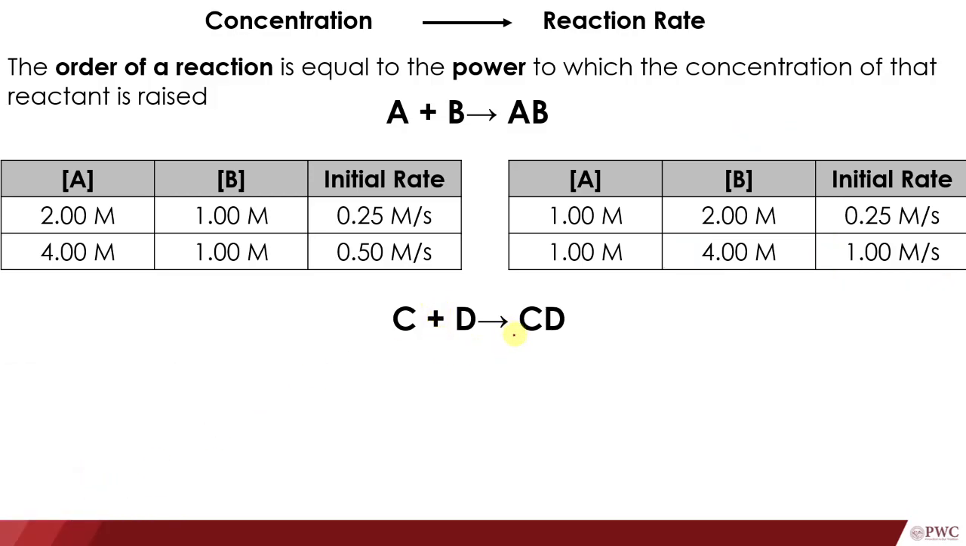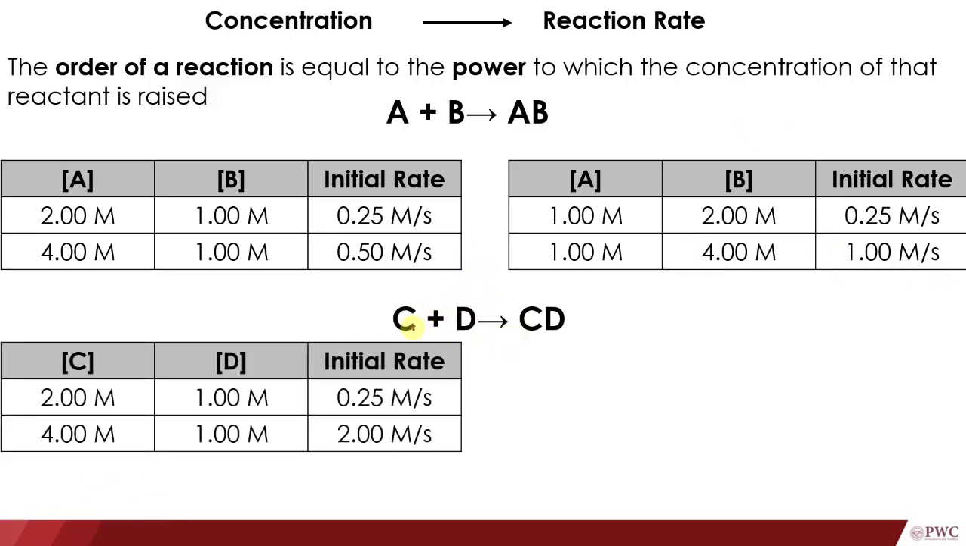So here C and D are the reactants. So first we are going to focus on C. Since we are focusing on C, D must be held in control. So in this case, D is constant, and only C is changing. So from 2 to 4, it increased by a factor of 2, raised to some power. Let's see the impact of this on the rate of the reaction. That's from 0.25 to 2 molar per second. That's equal to 8. So the change in rate is by a factor of 8.